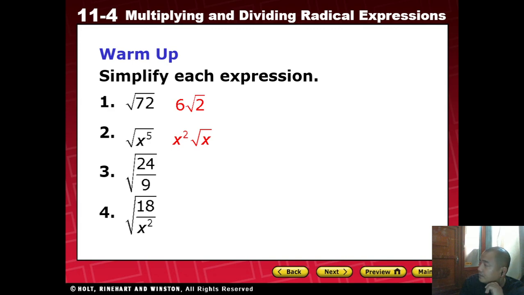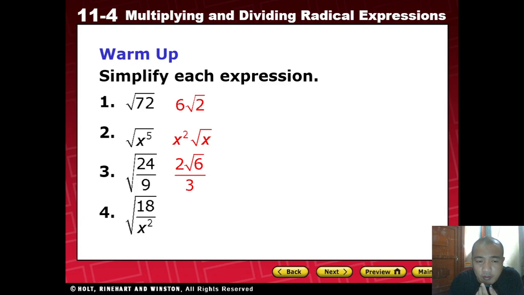How about number 3? The denominator 9 can be simplified as 3. So that is just factor the numerator. That's 4 times 6. So we have 2 square root of 6 over 3. 2 thirds square root of 6. Or simply 2 thirds square root of 6.